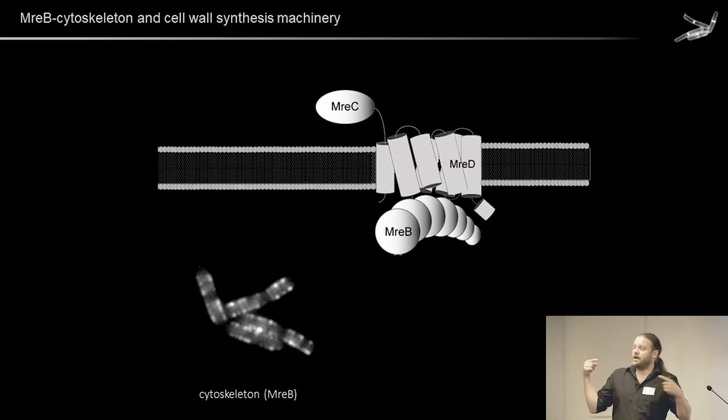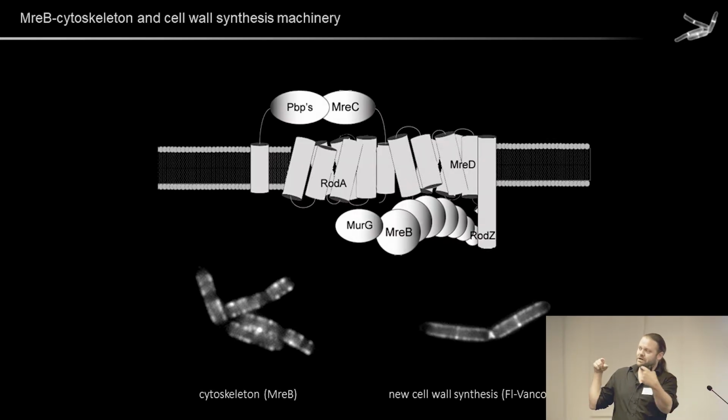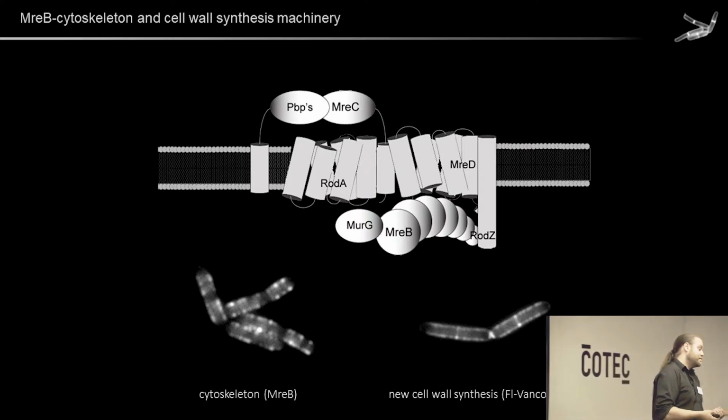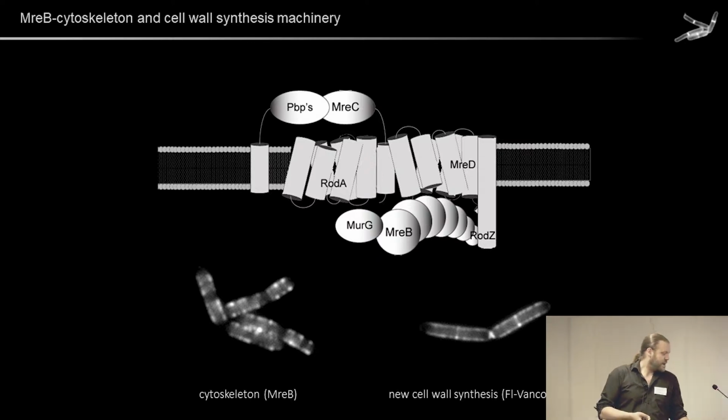They rotate and move in tracks that are perpendicular to the long axis. What this does is, the current model is that this drives the cell wall synthesis, so that new peptidoglycan strands are incorporated perpendicular to the cell axis, as visualized here by fluorescent vancomycin, which stains areas where new cell wall synthesis takes place. And as a consequence, this machinery allows the cells to grow in length and determine the morphology, so the rod-shaped morphology.